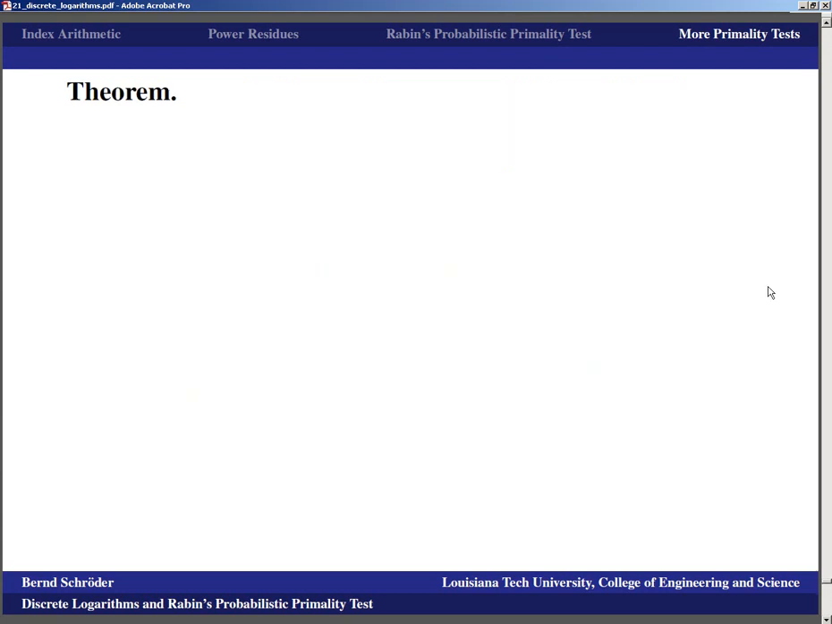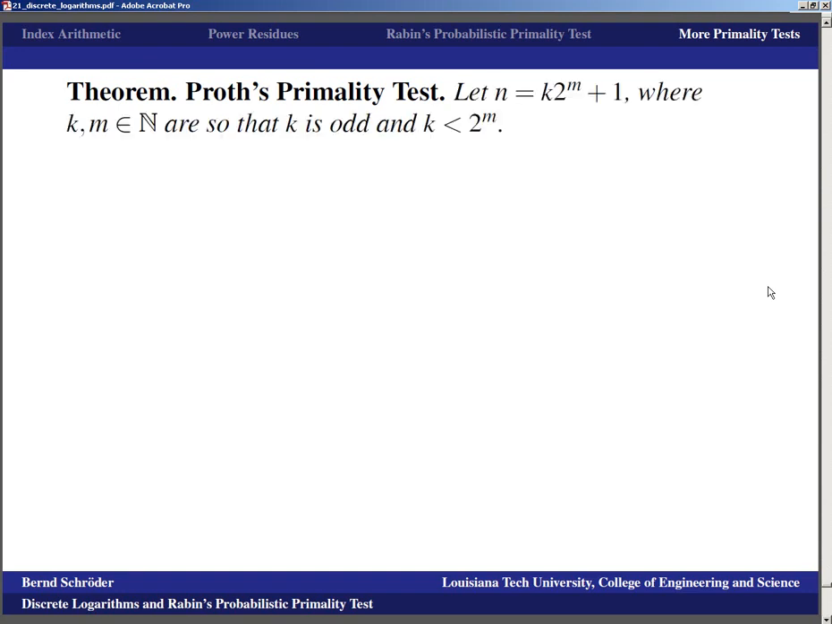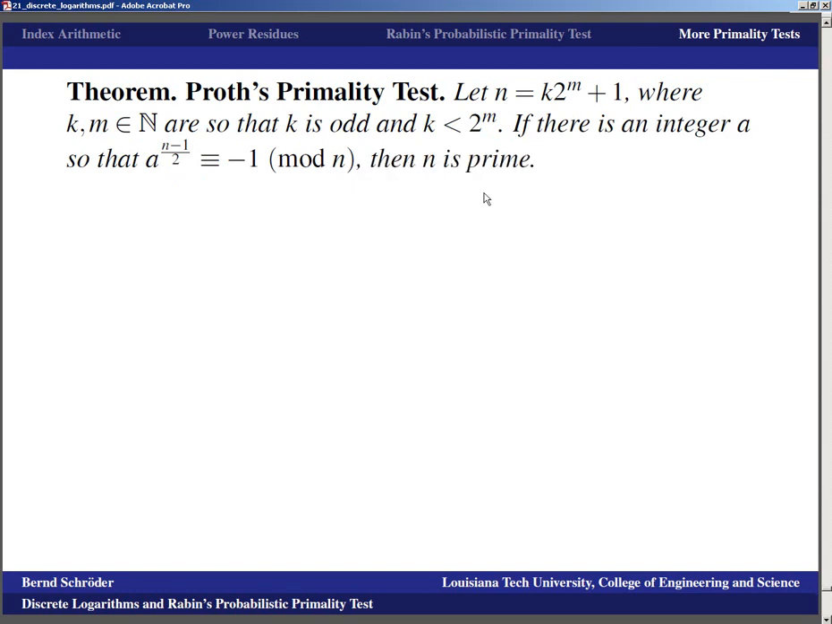And the last result for this set of slides, Proth's primality test, actually runs in the same direction. Namely, if you take a number n, well, another way to split up an odd number is you split off a +1, and then you've got an even number, and you split the even number into a power of 2's times an odd number. So k and m are so that k is odd. And, well, then it's of course not always guaranteed that k is smaller than 2 to the m, but basically that means that n minus 1 has enough factors, so that we can make a difference. If there is an integer a so that a to the n minus 1 over 2 is equivalent to minus 1 modulo n, then n is prime.